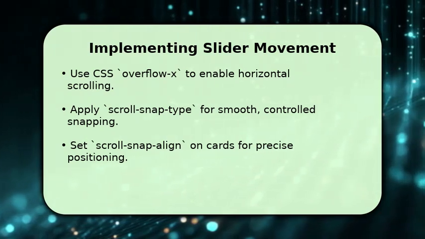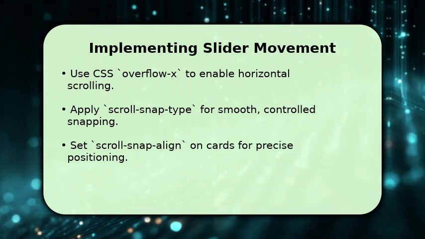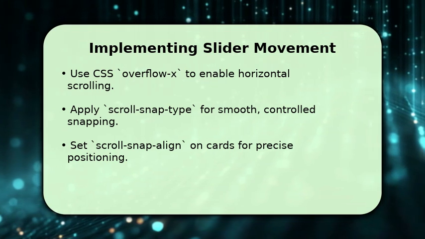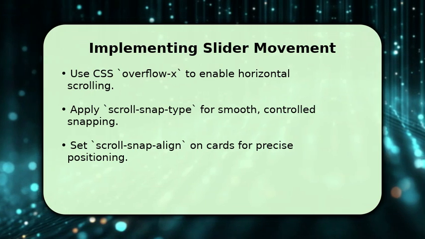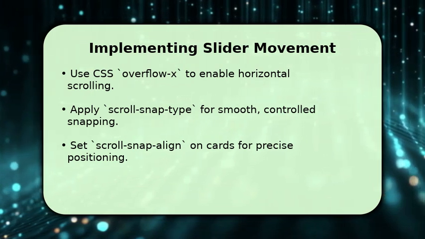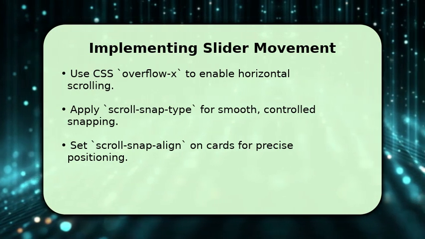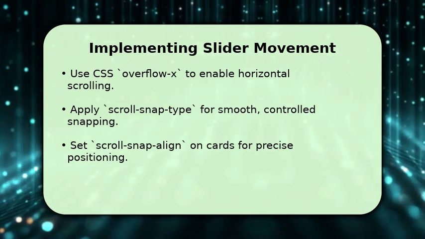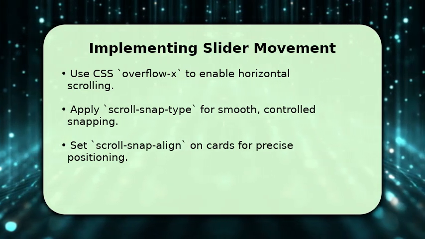We will use the CSS overflow-x property set to scroll on the container to allow horizontal movement. To ensure a smooth and user-friendly experience, we will then apply scroll-snap-type to the container, typically set to x mandatory. Finally, we will use scroll-snap-align on each individual card, often set to start, to make them snap perfectly into view as the user scrolls.